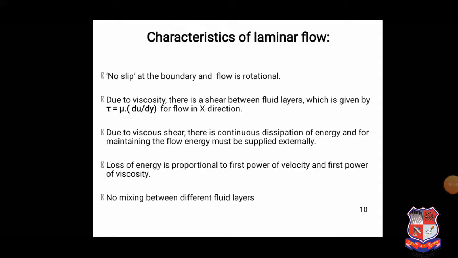So no mixing between the different fluid layers means, in the case of turbulent flow there is mixing between the different layers. Why? Because the direction of the flow is zigzag, meaning one will strike another, that will strike a third, the third will strike a fourth, like that. But in the case of laminar flow, they have a well-defined path, so the flow of water is very smooth.